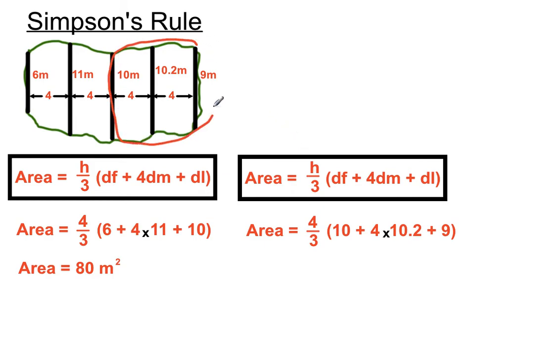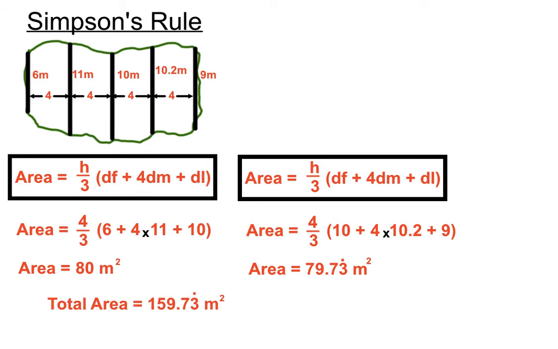Now the second half here, we're going to put some values in that indicate this second application of the Simpson's rule. Can you see that we're using 10 and 10.2 and 9? So this is our right hand half, if you like, that we're calculating out. And once we find the area of that section as 79.73 repeater, if we add those two together, we'll get the total of that irregular shape and get a more accurate approximation. So we get 159.73 repeater meters squared in total.